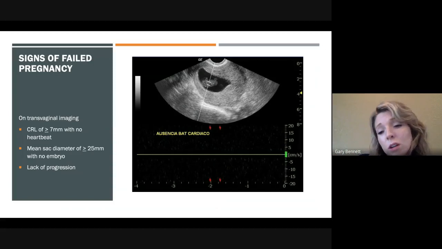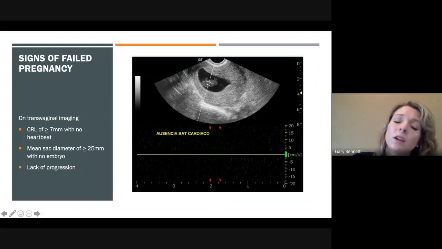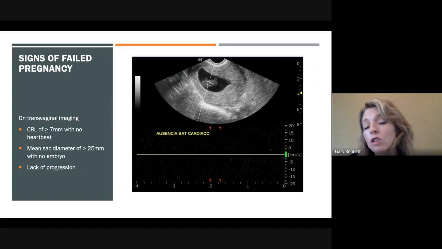This is a totally fine way to document that, though I often document this way on fetal demise, just to show beyond a reasonable doubt that there's no fetal heart tones there. So if you're seeing a crown rump length that's greater than 7 millimeters, or a mean sac diameter greater than 25 millimeters, or just overall lack of progression, that's when we start thinking about fetal demise.